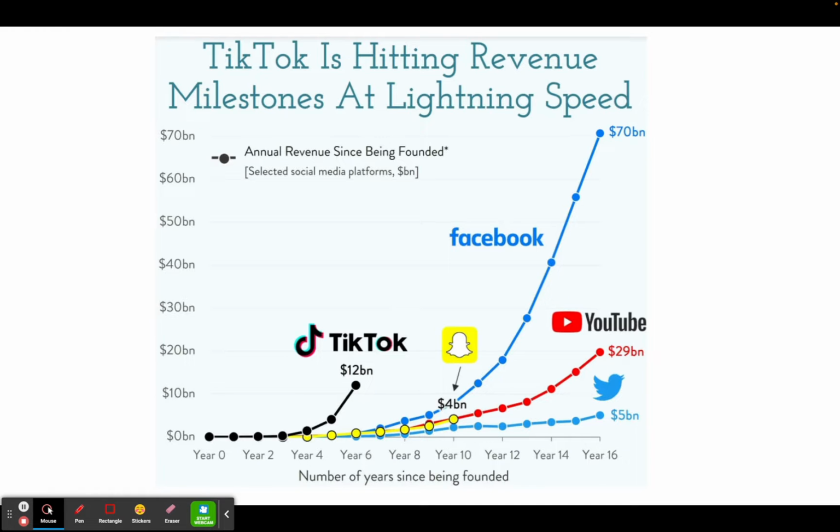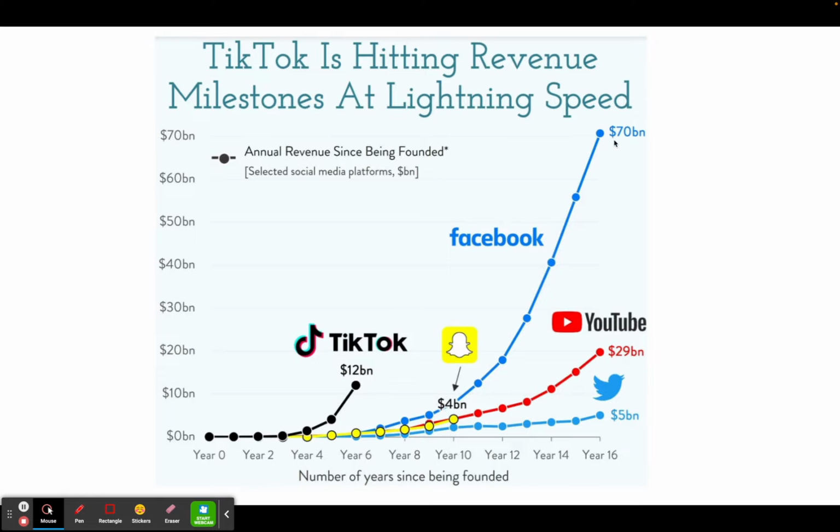And this one is showing different social media platforms and how long it took each of them to reach certain revenue milestones. You'll notice on the horizontal scale, we have years, which is time, and it's not the actual year, but it's the number of years since each of those social media platforms was founded. And then on the vertical scale, we're looking at annual revenue.